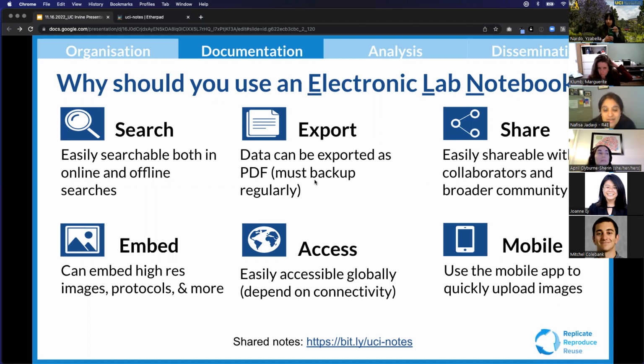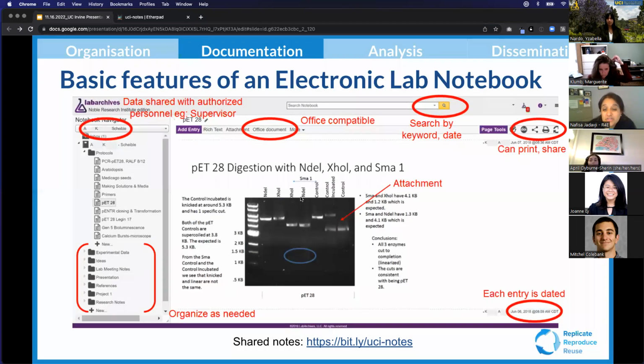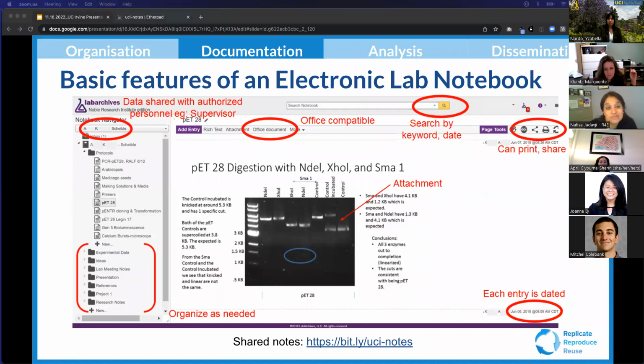We're just going to walk you through, next slide, please, some of the basic features of an electronic lab notebook. You have a way to search things. Like in this image here, we have a gel, and you're able to embed that figure. You can share things. You can have different subfolders that we see on the left here for different projects, different components of a project. You can organize things as you need to. Data entries are also dated. You can export things to print or share, and it makes research a lot easier in terms of being able to share.